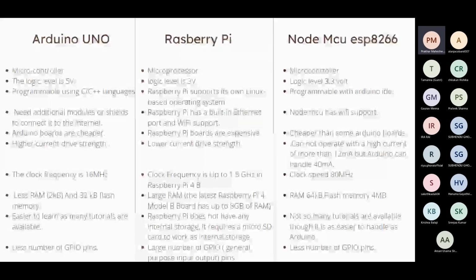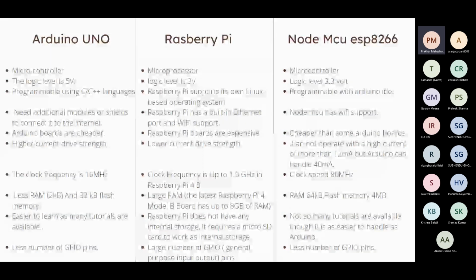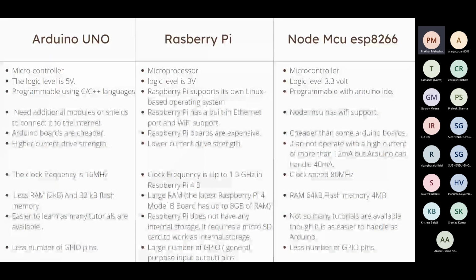But in case of Raspberry Pi, it's different. We have to code in its own Linux-based operating system. And then if I talk about GPIO pins, general purpose input output pins, where we give input to our microcontroller and it takes output, these are quite in large number in case of Raspberry Pi. In case of Arduino Uno, it's lesser than that.